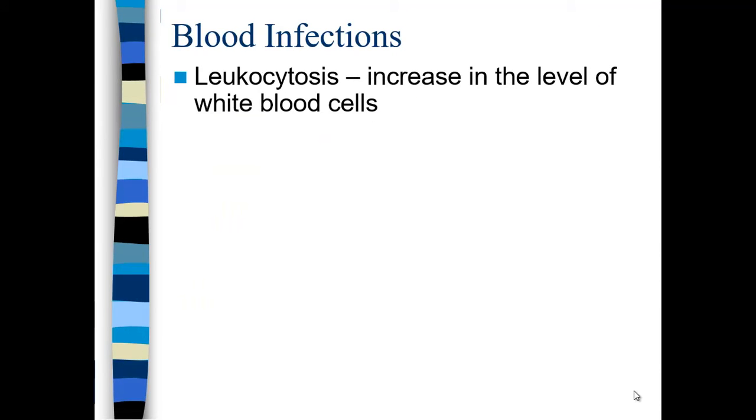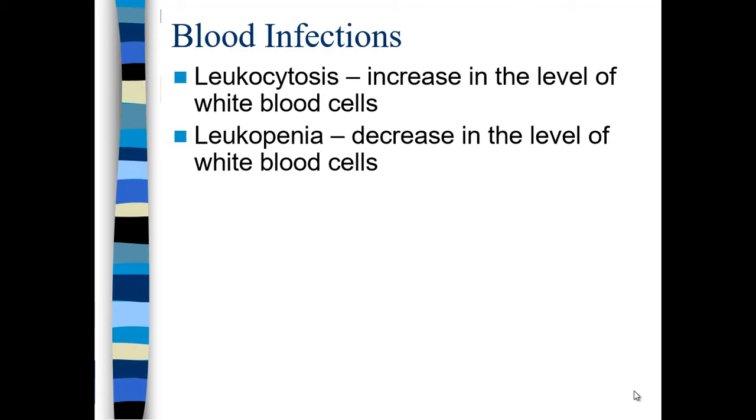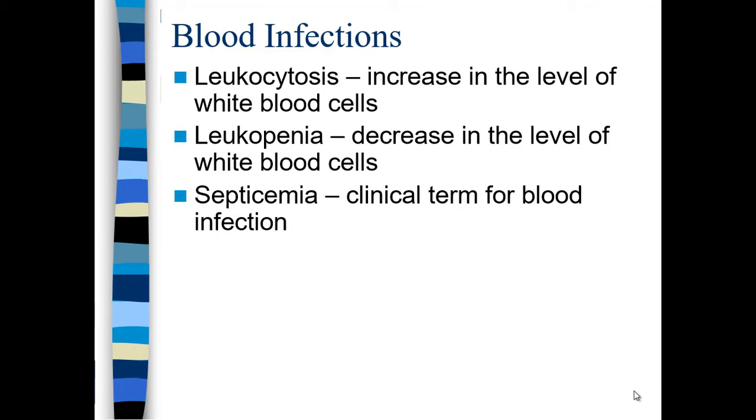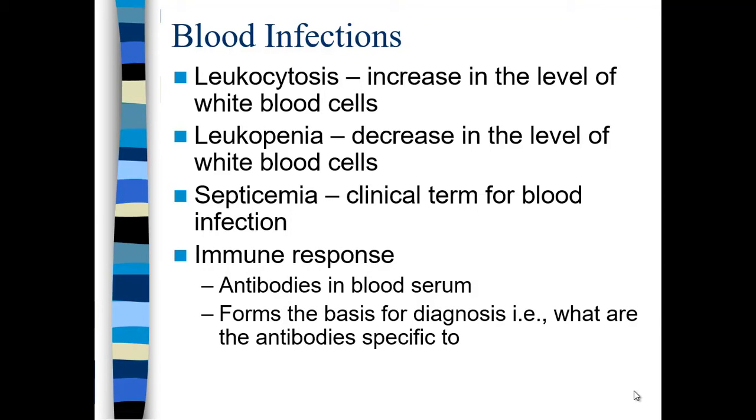In terms of blood infections, depending on what cell the blood is infected, we can term this as different types of infections, like leukocytosis, which is an increase in white blood cells. And you know, when the white blood cell count goes up, the body is actively fighting an infection. Leukopenia, which means that white blood cells are dying off. Septicemia, which is just a clinical term for blood infection. It's also called sepsis.